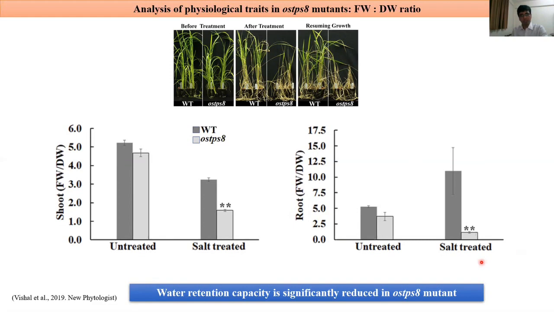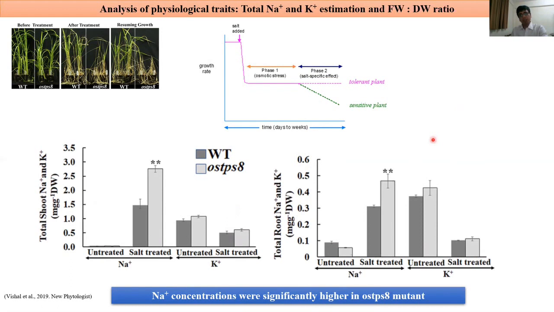Then another physiological trait is the effect of the ions. As we are treating the plants with NaCl, we check the level of Na+ upon the treatment. Before that, I will show you how the salt stress happens in the plant. Once the salt is added, the first phase of the salt stress starts, that is called phase one, osmotic stress, which lasts between days to weeks, and then the long-term phase starts, that is because of the ionic and the toxic effect of the ions.